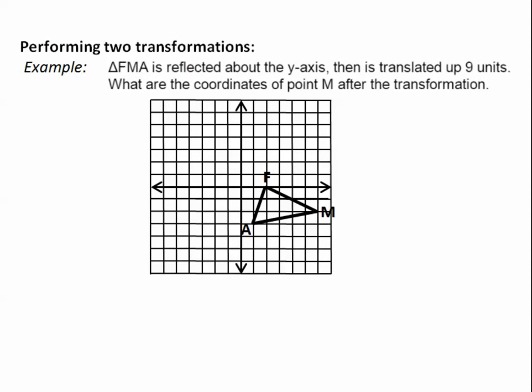Sometimes we perform 2 transformations. Example, triangle FMA is reflected about the y-axis. That means the y-axis is the line of reflection, or the mirror line. Then it's translated up 9 units. What are the coordinates of point M after the transformation? So let's do those 2 transformations.